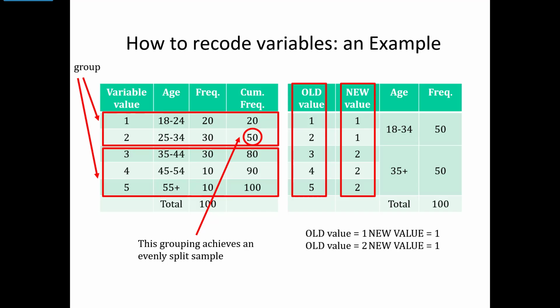For old value equal to 1, the new value is equal to 1. For old value equal to 2, the new value is also equal to 1. As a result, all the people who checked age 1 or 2 will now have a single value of 1. That is, they will all be in the same age group of 18 to 34. Similarly, we can set the new value for the remaining groups as equal to 2, and this will put all the people who checked age 3, 4, or 5 in the same age group of 35 and over.